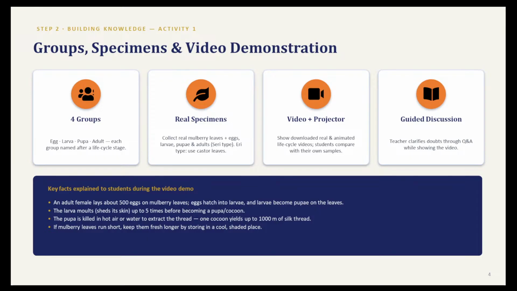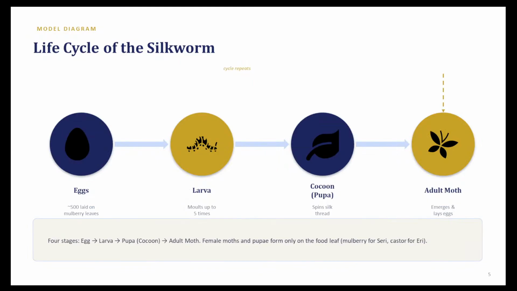Next, model diagrams. These diagrams summarize the complete life cycle of the silkworm. The life cycle has four main stages: egg, larva, pupa or cocoon, and adult moth.